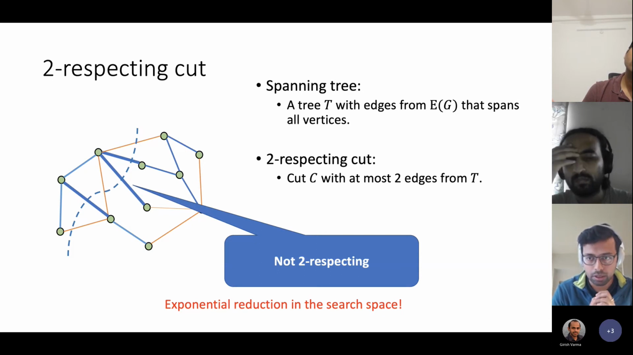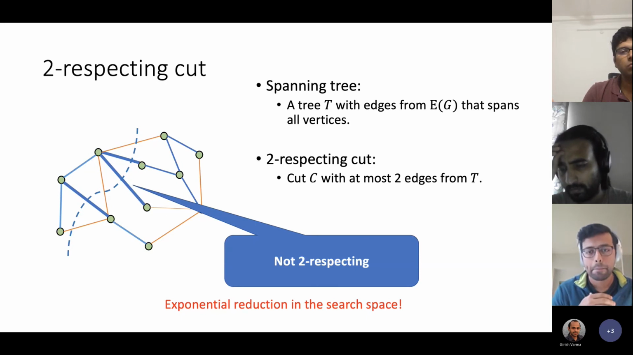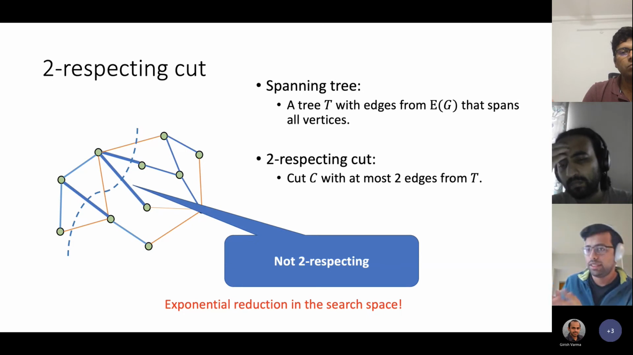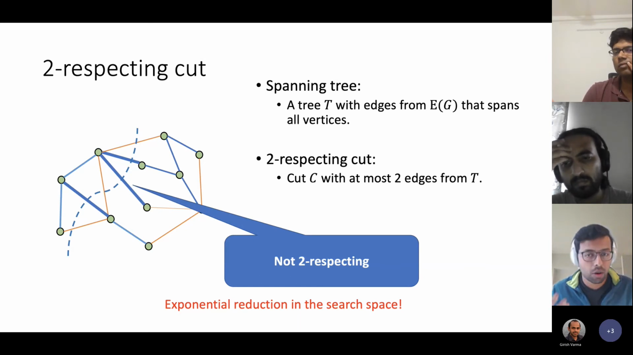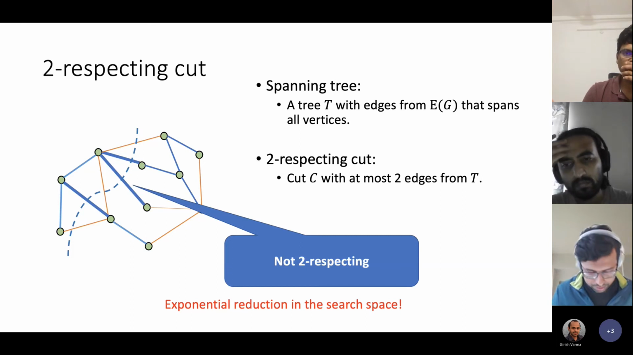Whereas in the two-respecting min-cut problem, you only have to search among the cuts which respect the spanning tree in 2 places, like 2 edges of the spanning tree are cut. So how many such cuts are there? There are only n squared many such cuts: n choose 2 plus n. So from a search space of 2 to the power n, it reduces the problem to a search space of n squared. But we are actually aiming for more. We are aiming for an order n kind of algorithm in different models, and we are also aiming to improve the sequential model in some sense.